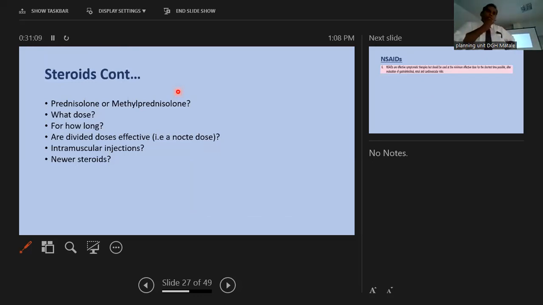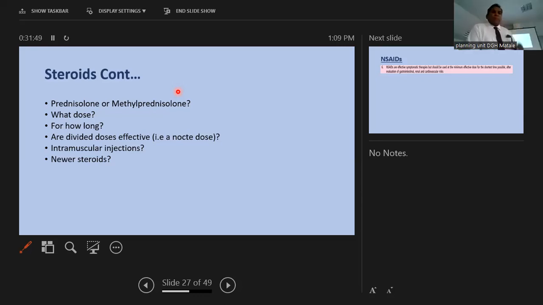Which steroid can you use? Prednisolone or methylprednisolone. According to the studies, there is no difference between prednisolone and methylprednisolone in controlling inflammatory arthritis, but with prednisolone, there is a higher chance of developing side effects than with methylprednisolone. Dose: generally, for prednisolone, the maximum dose would be 15 milligrams. For methylprednisolone, it would be about 12. For steroids like deflazacort, it would be about 18.